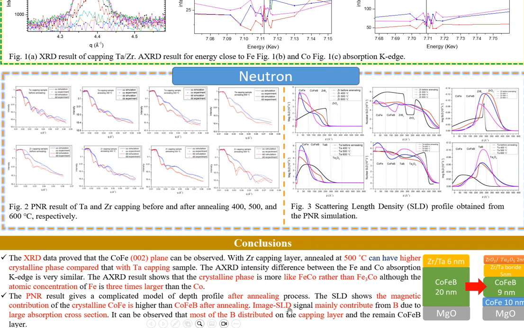And the imaginary scattering density is mainly the contribution of the boron because it has a higher absorption cross-section compared to cobalt and iron itself. And we can observe the boron distribution from this result. We can see that the zirconium really has a higher imaginary part of the scattering length density. And also from the magnetic result, we can see that after annealing, zirconium itself may have a higher magnetic moment on the cobalt-iron layer.